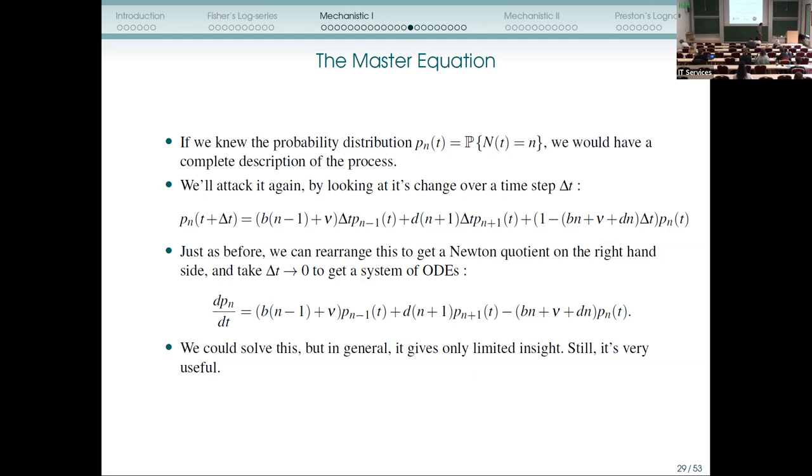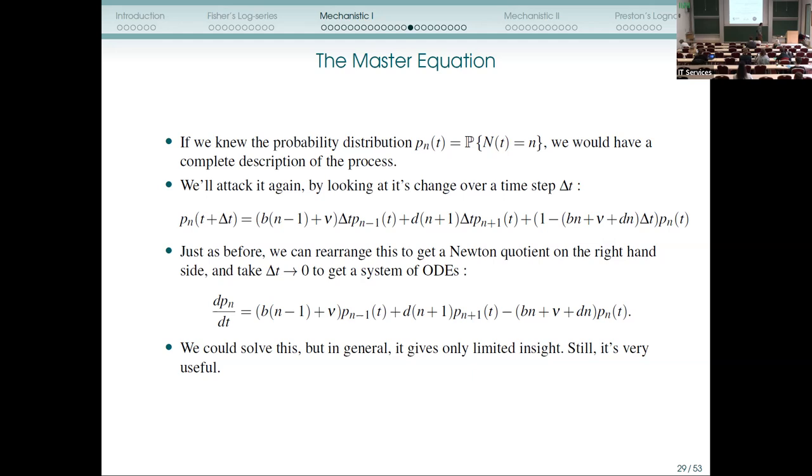The other possibility: I got into state n because I started out in state n plus one, and then somebody died in that time step delta t. Or I started out in state n and nothing happened.